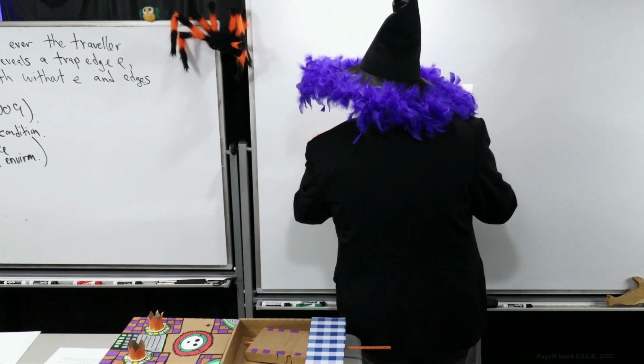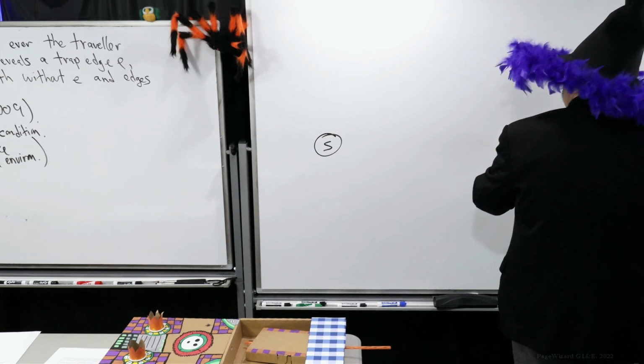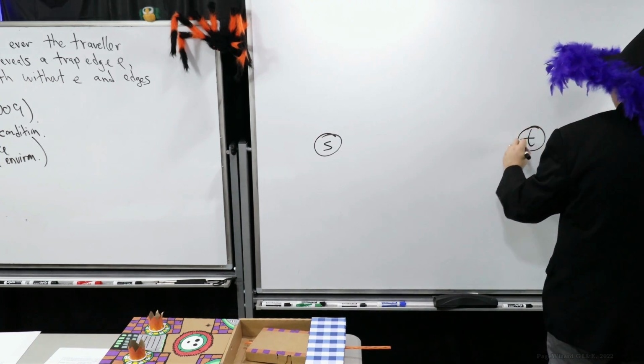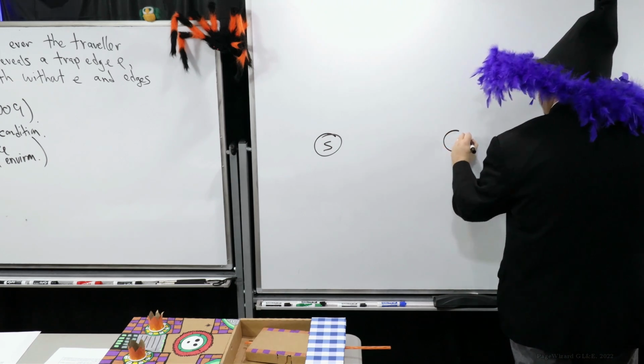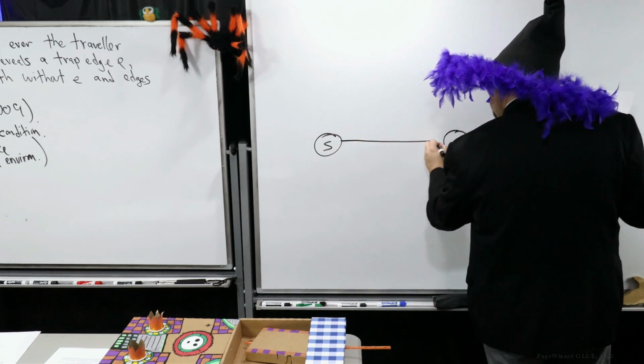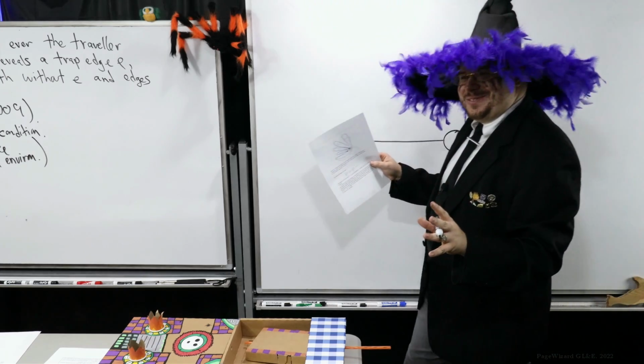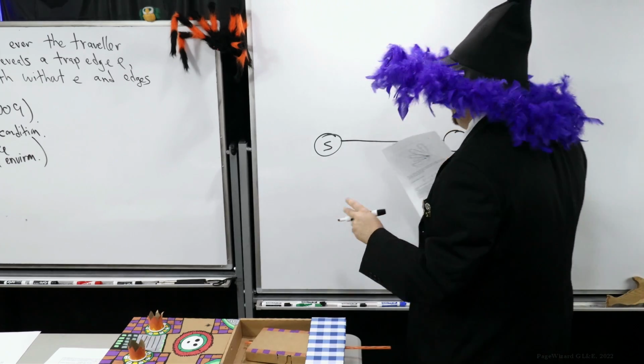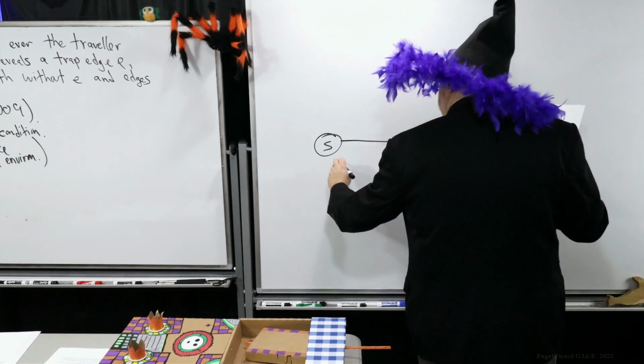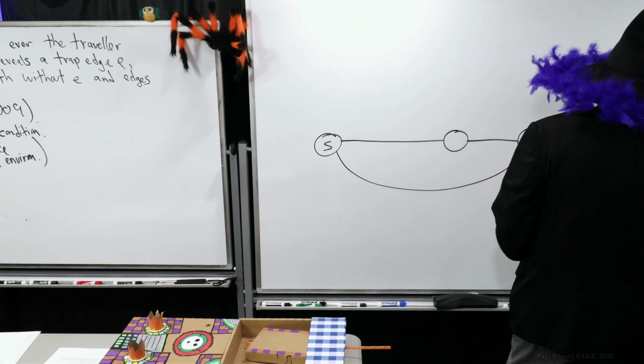So I'm going to have S. I'm going to have T. I'm going to have a vertex right here. So prepare yourself. If you're drawing this, leave yourself some space, okay? This is going to be a little bit of a gong show here. I'm going to introduce another edge here.